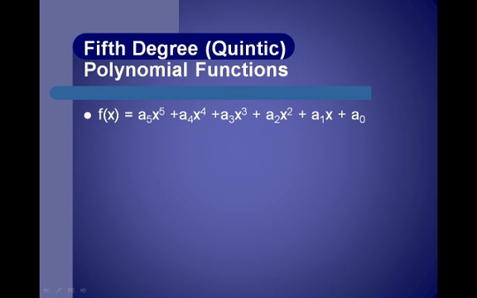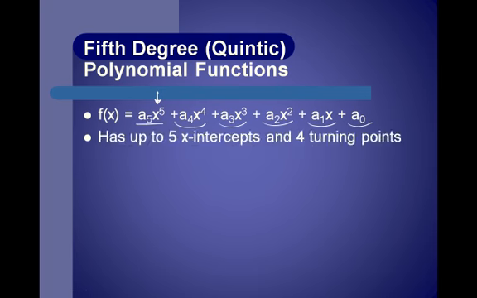Now a fifth degree polynomial function, or a quintic function, is our standard polynomial function. Degree 5 means the highest power is 5. A sub 5 is the leading coefficient, which is the number in front of our x to the fifth term. Again, it must have an x to the fifth term. All of the other terms are optional. We can have them in our function or not.